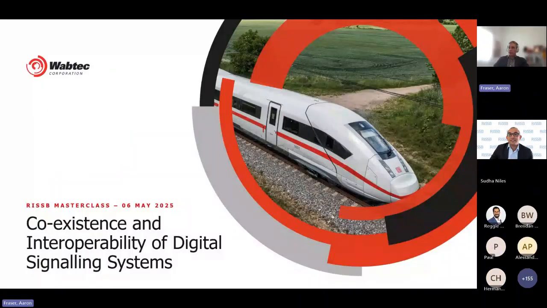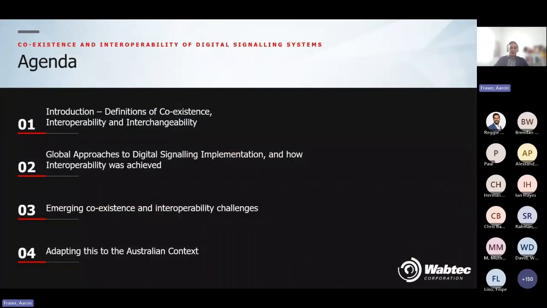Awesome. Thank you, Sudha, and good afternoon, everybody. All right, so today we're talking about coexistence and interoperability of digital signalling systems. So firstly, Sudha and RISP, thanks very much for inviting me to present. It is my pleasure to try to give back some to the industry and to try to help everyone to grow and learn. So we will be covering quite a bit of information today, so I will be talking relatively quickly. So apologies for anyone that doesn't understand my Australianisms, but you know, such is life.